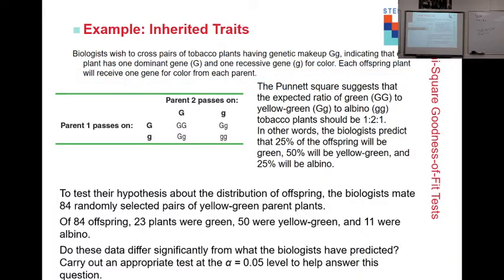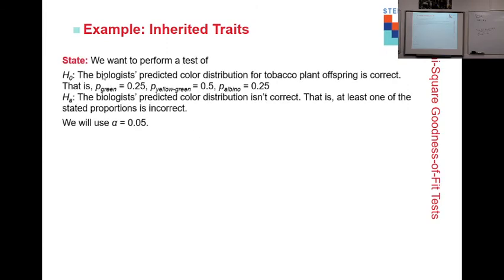First off, let's write our null and alternative. Our null hypothesis is that we have our Punnett square distribution. And then the alternative is that the biologist's predicted color distribution isn't correct. So at least one of those proportions is wrong.